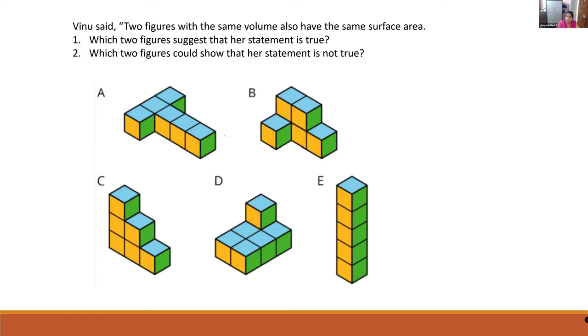Vinu said two figures with the same volume also have the same surface area. Okay, she said two figures with the same volume also have the same surface area? Yes, it's possible. We have seen a few things: same volume, different surface area; same surface area, different volume. But it is possible to have the same volume with the same surface area also.